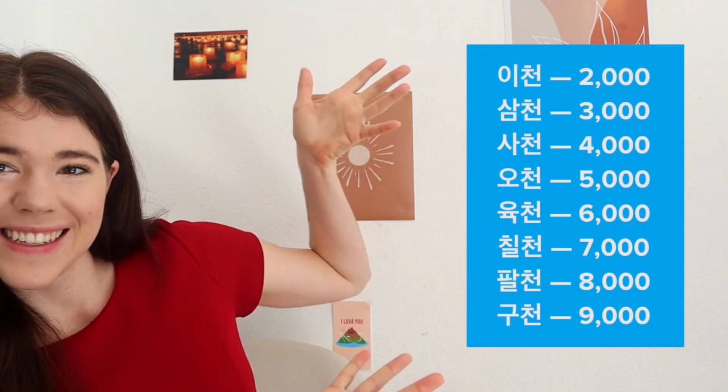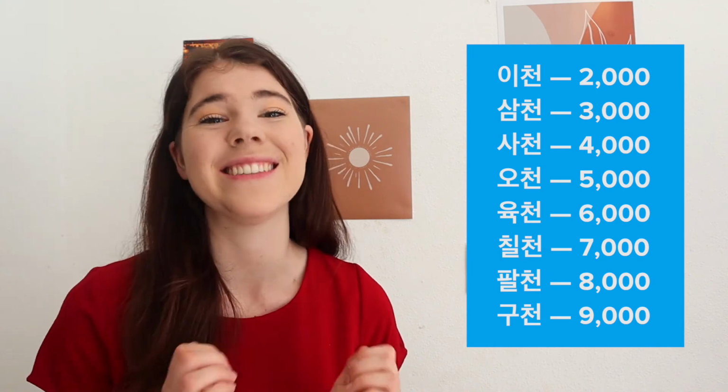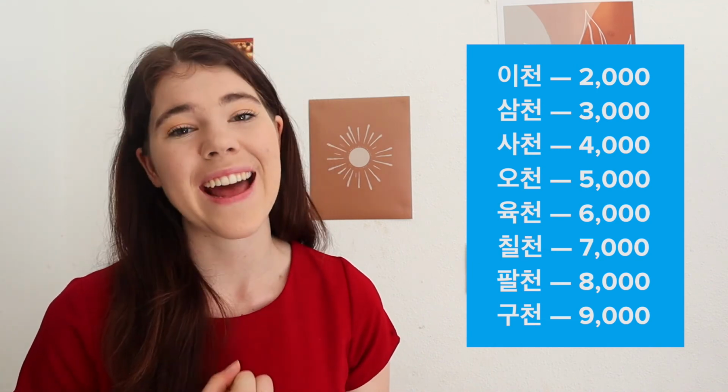If you remember the Sino-Korean numbers from 2 through 9, this actually should be pretty easy. This is why those numbers are so important to learn. Like I said, they become building blocks, I'm telling you. The correct answers are the following. We have 2,000, 3,000, 4,000, 5,000, 6,000, 7,000, 8,000, and 9,000.